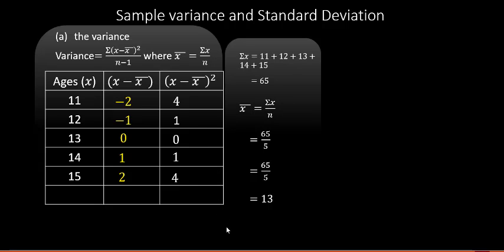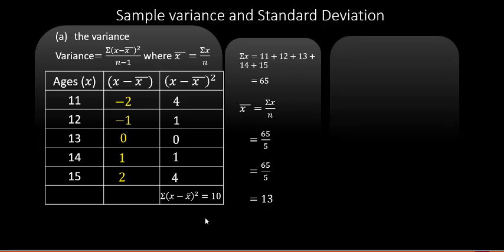Right. The next thing is that we then find our summation of our square deviations. And that's going to give us 10, because when you add 4 plus 1 plus 0 plus 1 plus 4, what you simply get is 10. So now let's come to our formula again. Our variance formula, of course, is summation of the square deviations divided by n minus 1, where n refers to the number of data items.